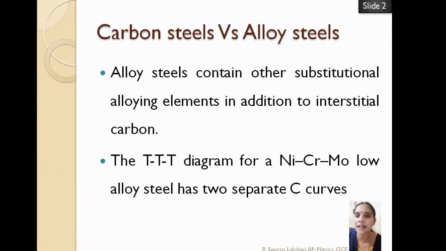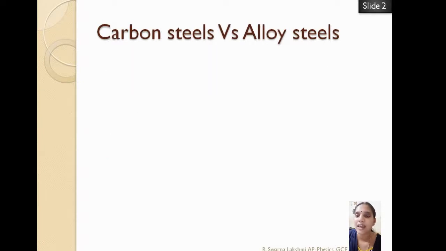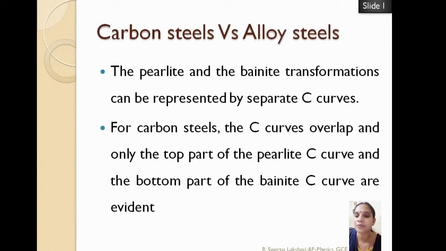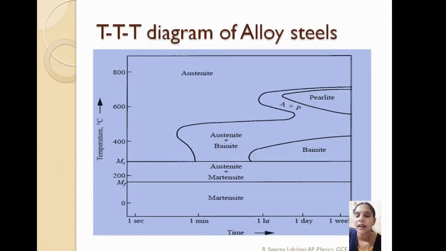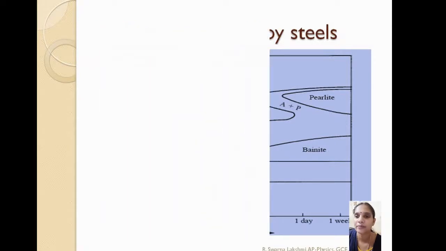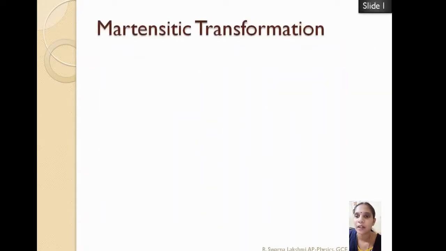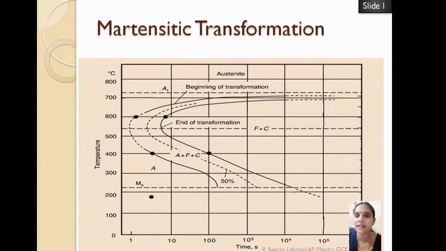Alloy steels contain other substitutional alloying elements in addition to the interstitial carbon atom. Hence, the pearlitic transformation and the bainitic transformation are represented by separate C curves in alloys. Coming back to the eutectoid steels, let us look into what is martensitic transformation.